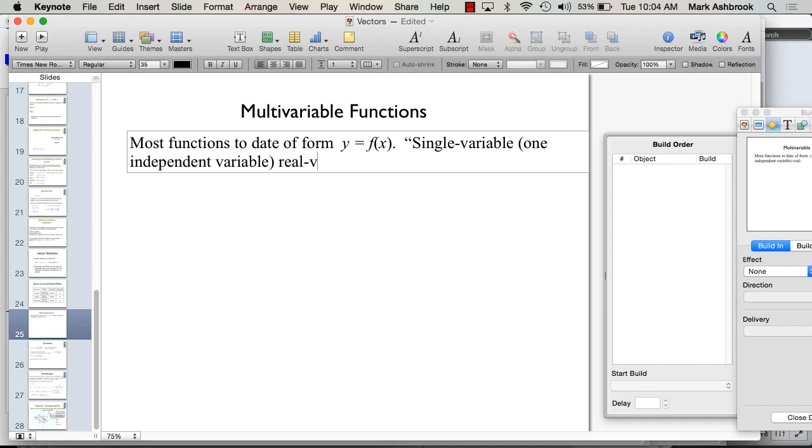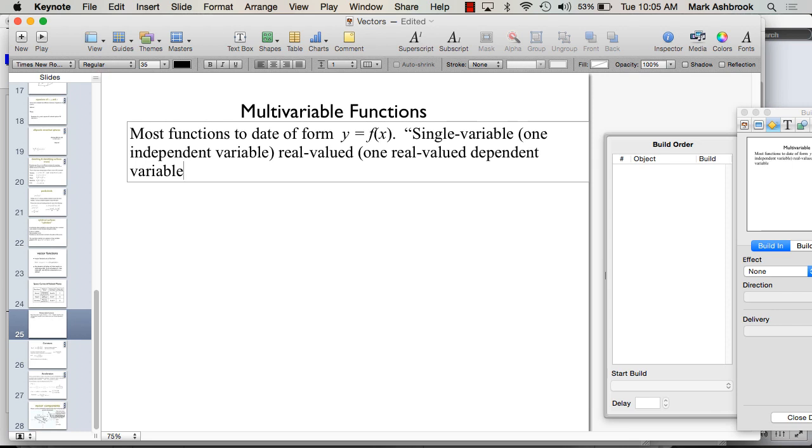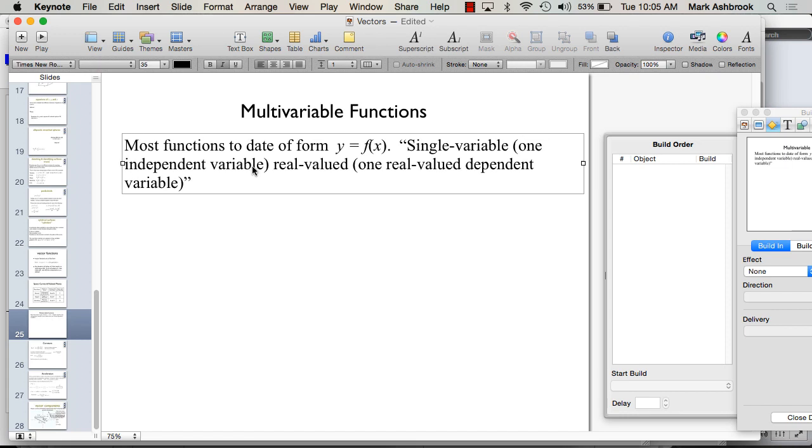Real valued. And what does that refer to? Your dependent variable is a single scalar. It's a single real value. One. So y equals f of x is a single variable, real valued function.